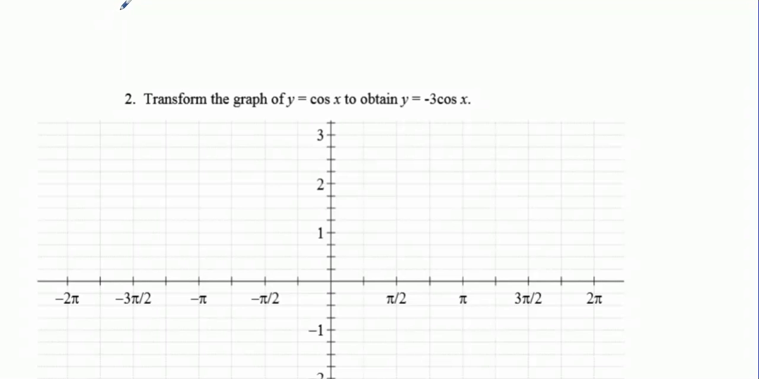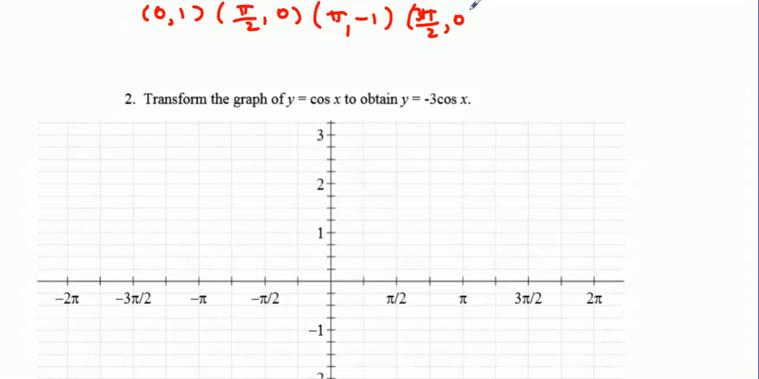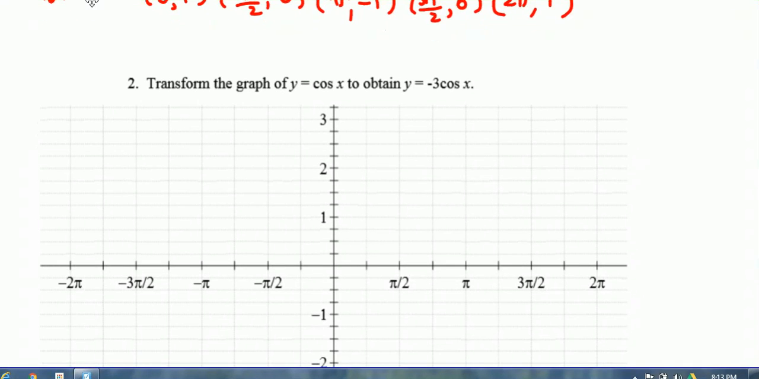I know that cos x starts at its max, so that's going to be at 0, 1. Then it goes to the x-axis at pi by 2. Then it goes down to its minimum. Then it goes back up to 0, and then it ends off at its max at 2 pi. So 1, 2, 3, 4, 5 points. That's the base function.